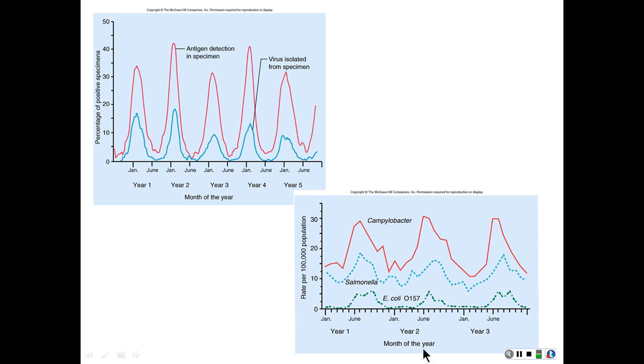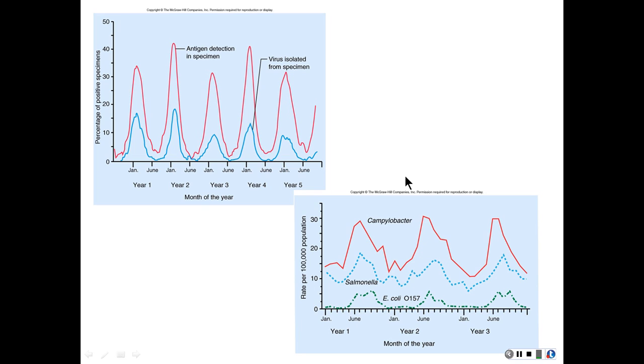Or we can look at month of the year. Here's another timing one, and we can see January, there's a year, right? Oh, E. coli O157. Whoa, that seems to be a summer disease. Salmonella too, Campylobacter. These are all diarrheal pathogens, right?